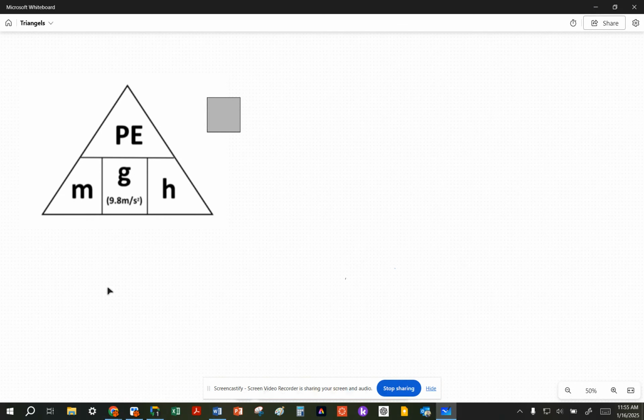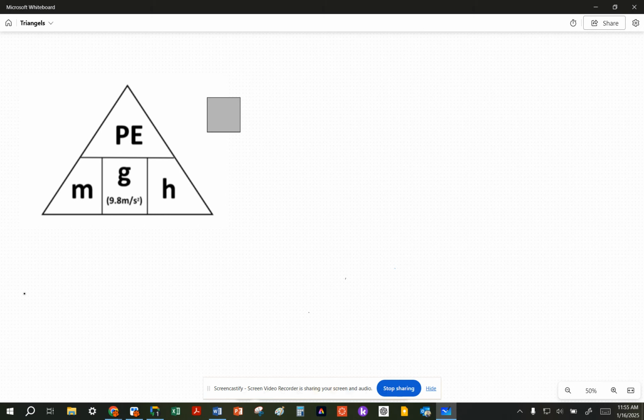We're going to get started here going over how to use your triangles for your kinetic and potential energy calculations, in case you missed it in class or just need a refresher while you're doing this on your own. So I'm going to start with the potential energy triangle. The potential energy triangle has 4 different parts.